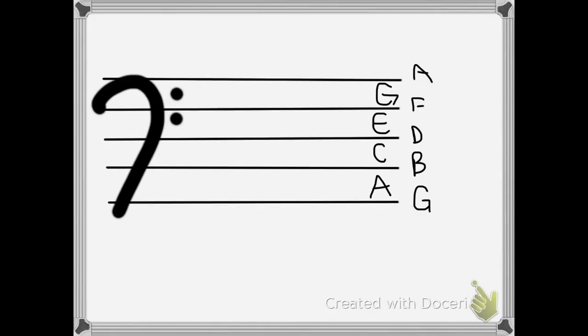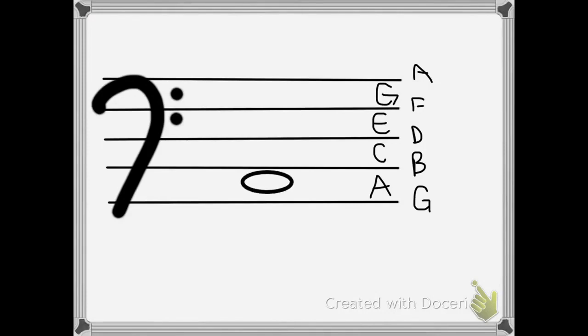So what did we say to remember the lines? Good boys deserve fudge always. And what did we say for spaces? All cows eat grass. Now let's identify some notes. We'll start with the easy one. The clef tells you this one. You can either think back to what those two dots mean, or you could trace this note all the way over here and figure out what it is. And it is F.